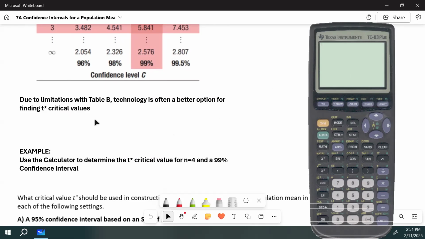So if we have a situation where we want to determine the T star critical value for a sample size of 4 and a 99% confidence interval, here's what you do. You hit second variables to get to the distribution menu, and then you scroll down and pick inv T. Now, I have the TI-83 here. It doesn't have the inv T on it, but the TI-84 is going to have that on it.